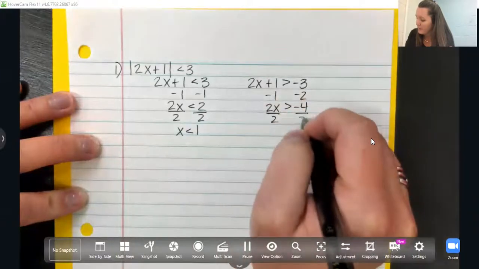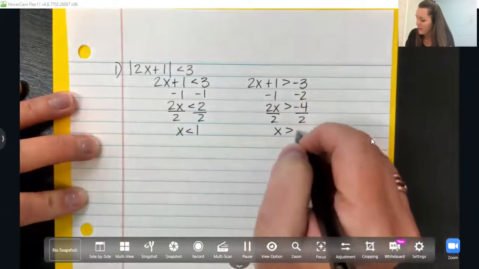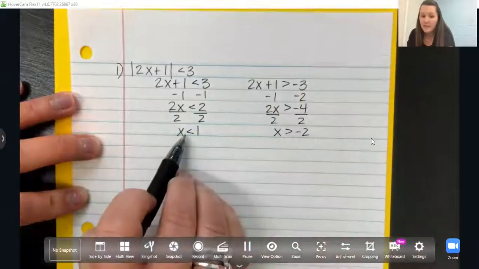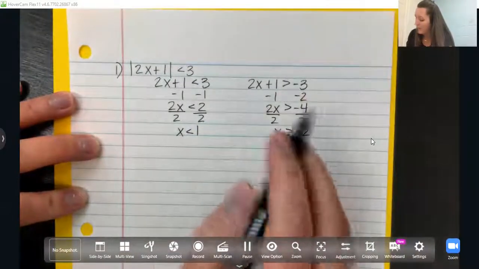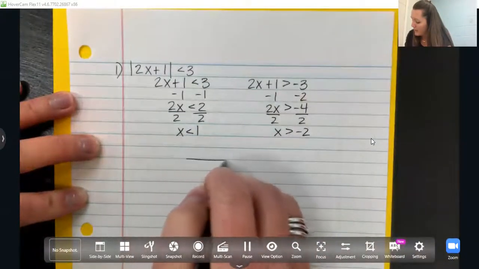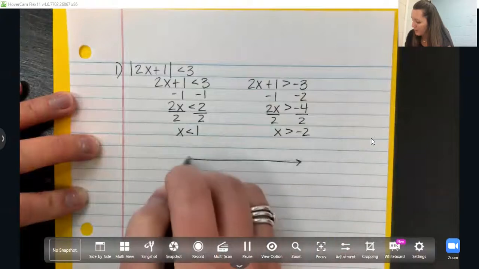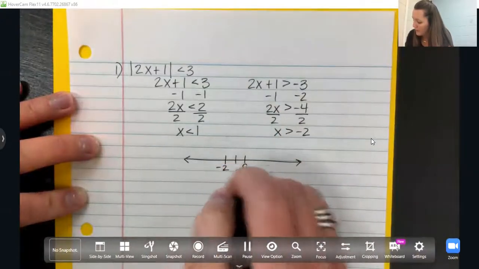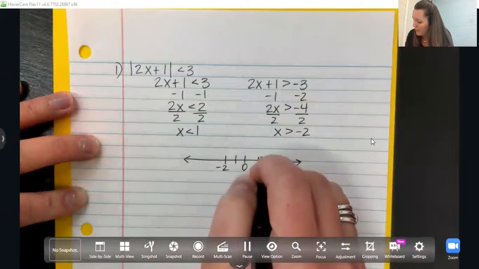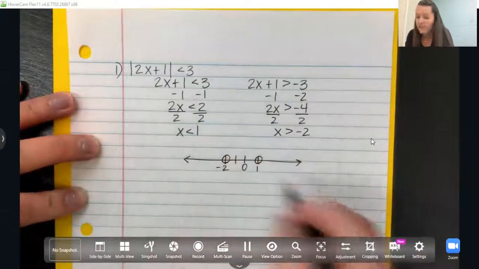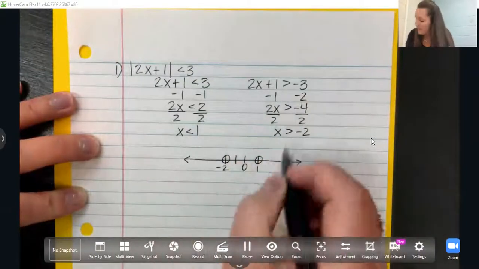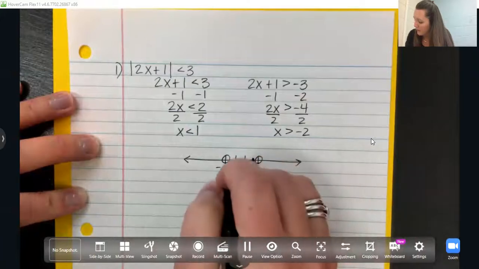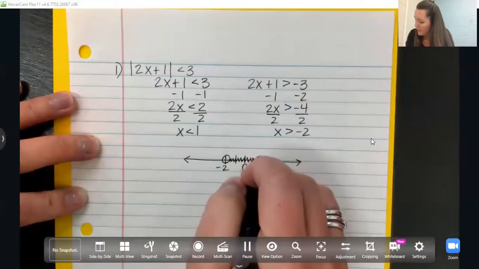Divide by 2, x is greater than negative 2. So we have x is less than 1 and x is greater than negative 2. Before I write it out, let's just see what it looks like on the graph, if it goes together or if it goes opposite. So we have negative 2 here and 1. My circles are open, and now x is less than 1 goes this way and greater than negative 2 goes this way. So they meet in the middle.